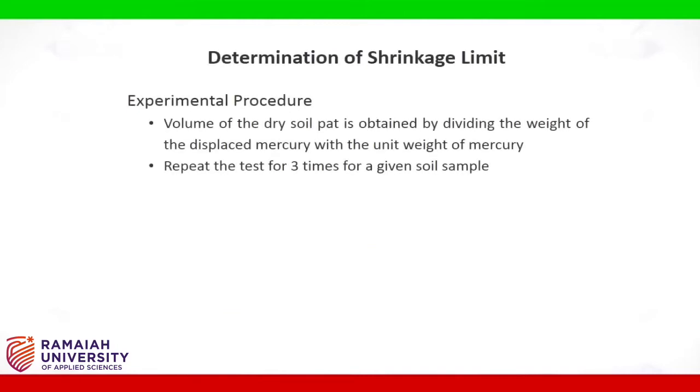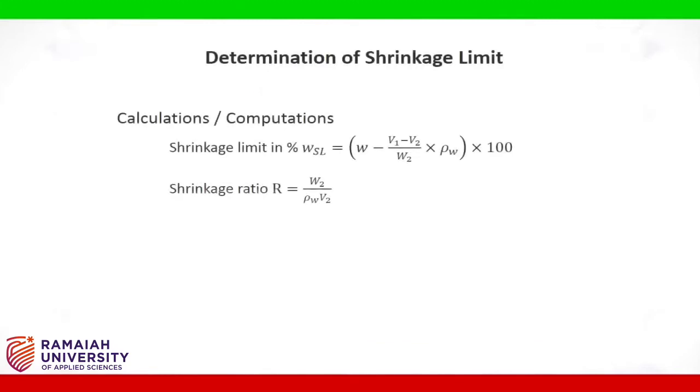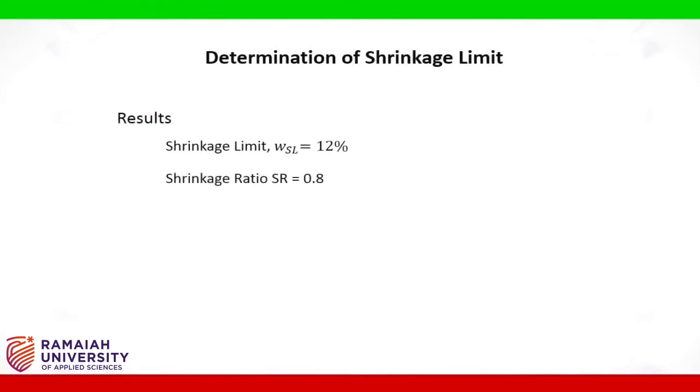Volume of the dry soil pat is obtained by dividing the weight of the displaced mercury with the unit weight of mercury. Repeat the test for 3 times for a given soil sample. Data collection and tabulation is shown in the table. Shrinkage limit WSL in percentage, shrinkage ratio R are calculated using the formulae. The results of shrinkage limit WSL and shrinkage ratio SR are presented.